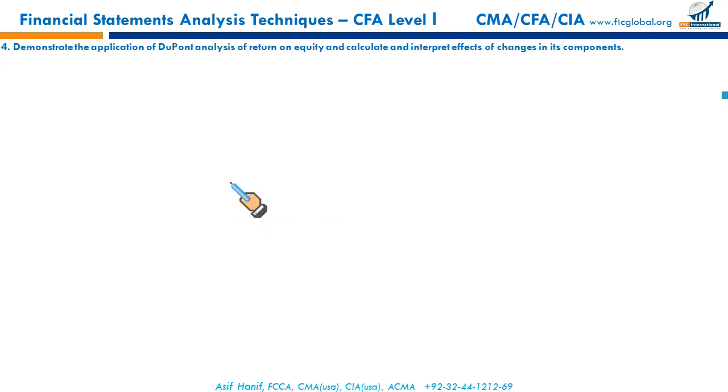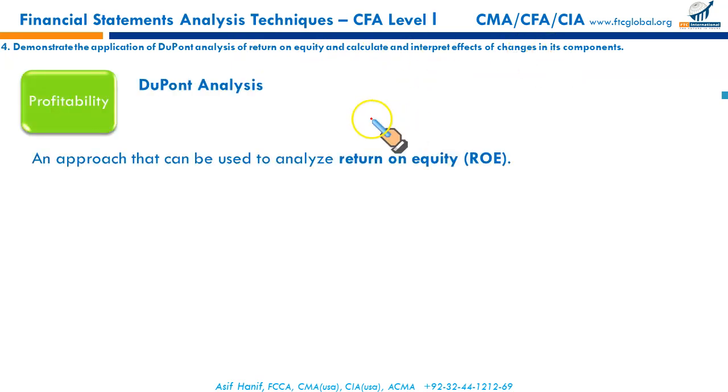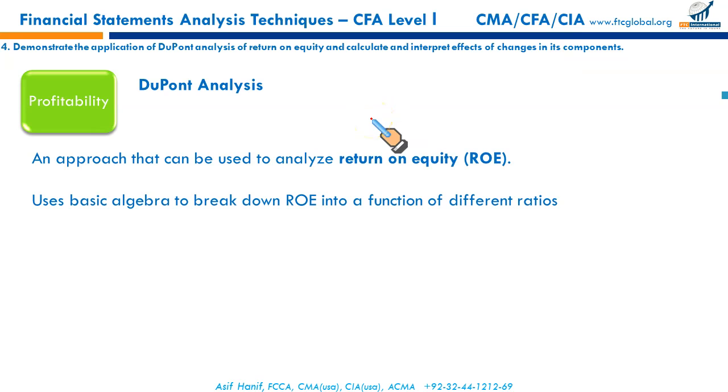Next, demonstrate the application of DuPont analysis of return on equity and calculate and interpret effects of changes in its components. The DuPont model basically was originated in a company with the same name. It's a French company as far as I remember. It's a chemical manufacturer. So that's where they came up with the idea that instead of just simply calculating return on equity, we can split the return on equity in its components.